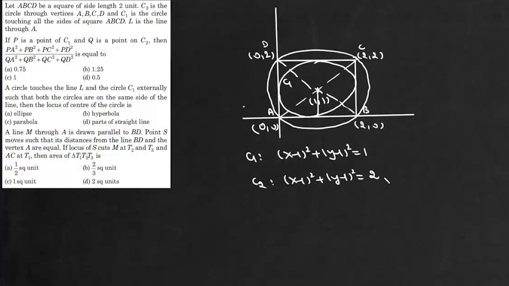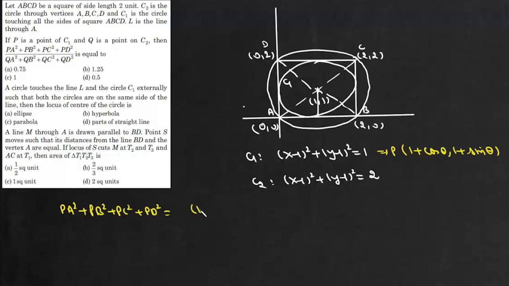Now it says we have taken a point P on C1. So we have this circle C1 and we have to take a point P on this. We can take this point P as (1 plus cos theta, 1 plus sin theta). Now first we'll simplify this PA square plus PB square plus PC square plus PD square. And it should come independent of theta.